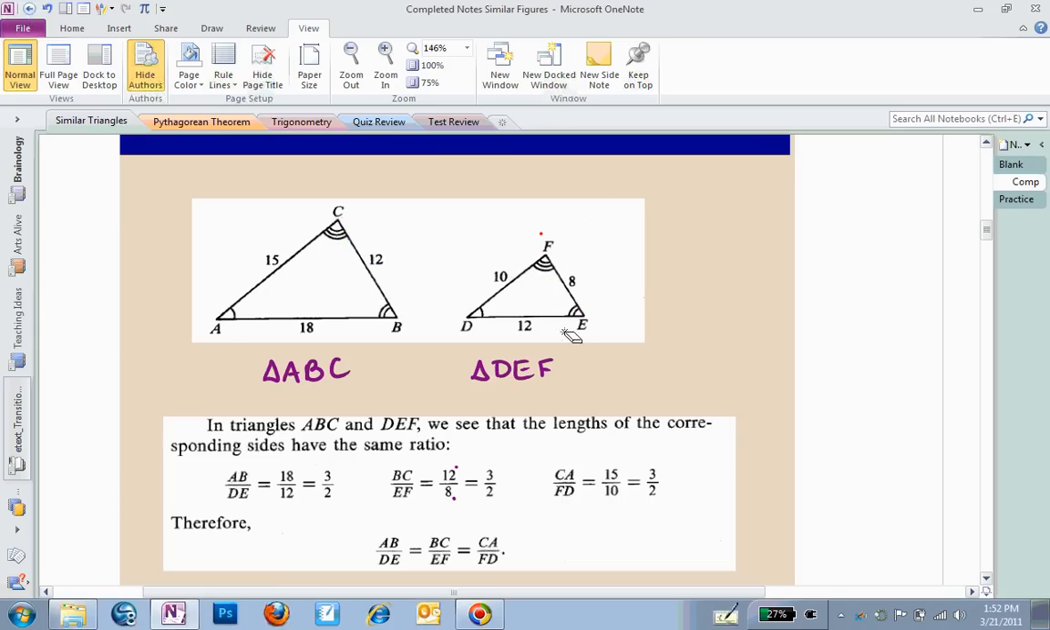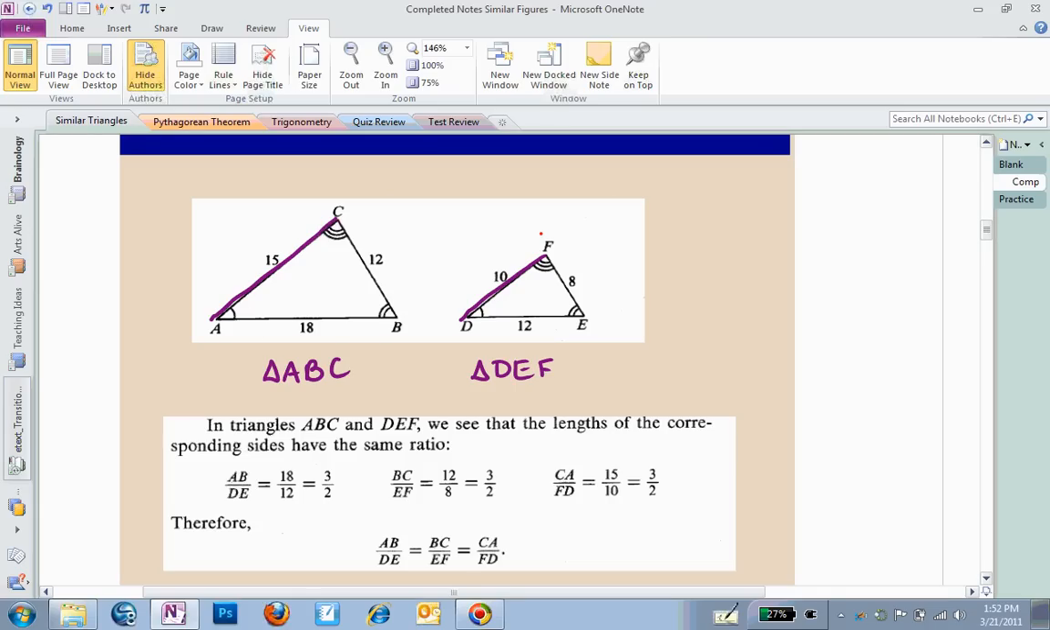Then we can look at our last two pairs of sides, side CA and side FD, and we'll notice that CA is 15, FD has a length of 12, and that simplifies to 3/2. Because all 3 pairs of sides simplify to equal the same thing, we can say that the corresponding sides are in proportion. They have the same ratio. So AB is to DE as BC is to EF as CA is to FD, or all 3 of those ratios are equal to each other. Therefore, the sides are in proportion, and these are similar triangles.